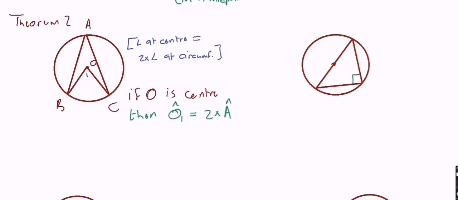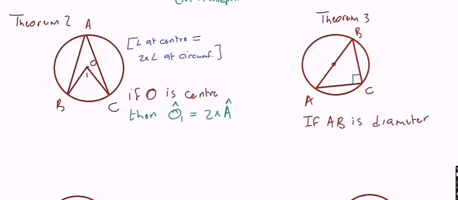So basically, if I call these A, B, C, remember we said this is theorem 3. Then what does this mean? It means if AB is a diameter, so if AB is a diameter and it happens to subtend an angle at the circumference, then that angle will be 90 degrees.